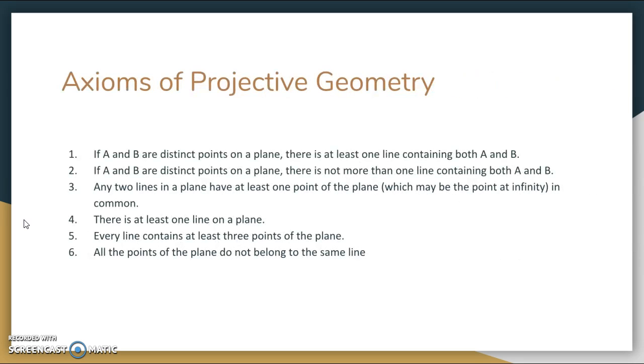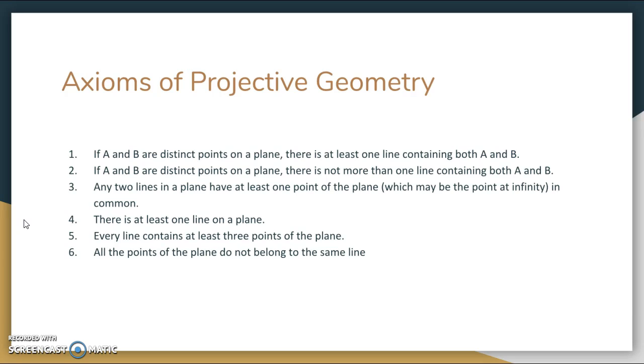Axioms or rules of projective geometry. Number 1. If A and B are distinct points on a plane, there is at least one line containing both A and B. Number 2. If A and B are distinct points on a plane, there is not more than one line containing both A and B. Number 3. Any two lines in a plane have at least one point of the plane, which may be the point at infinity, in common.